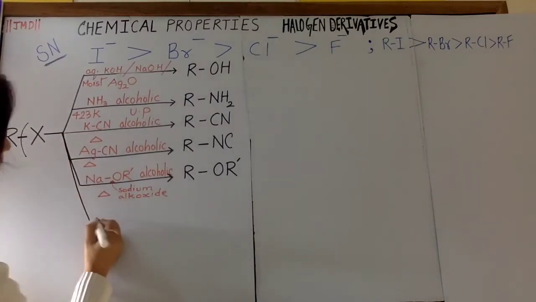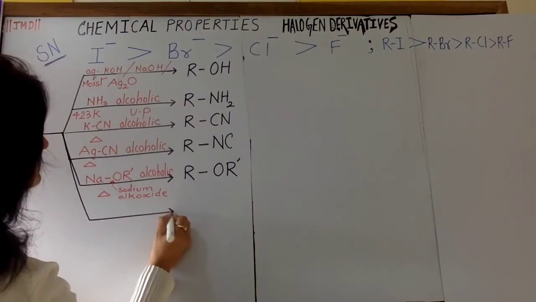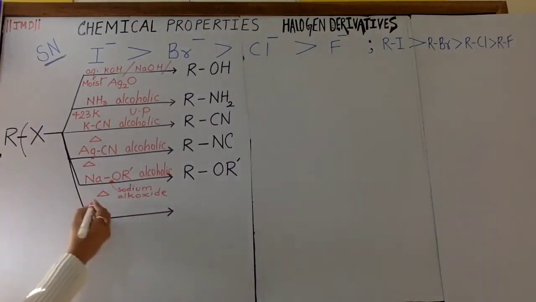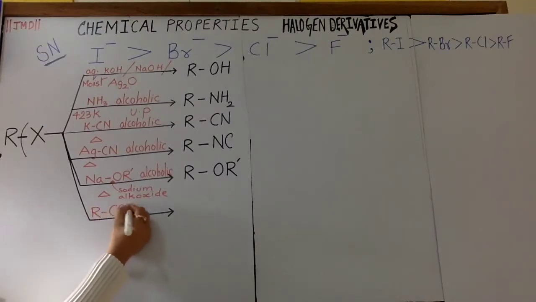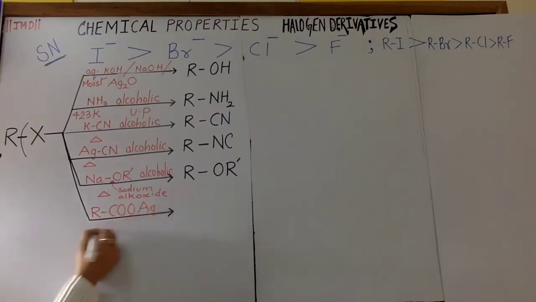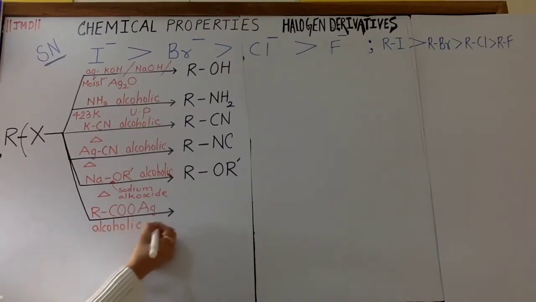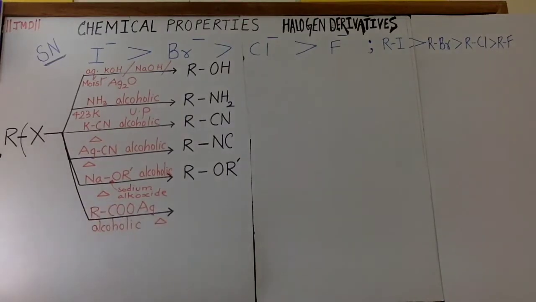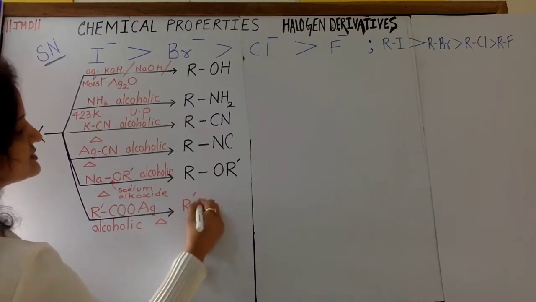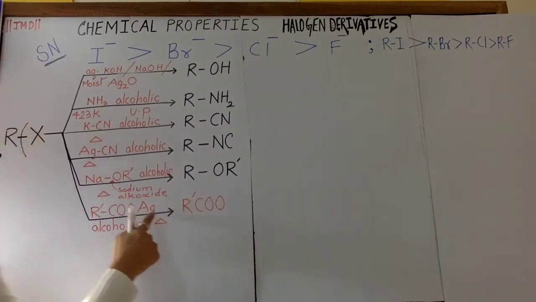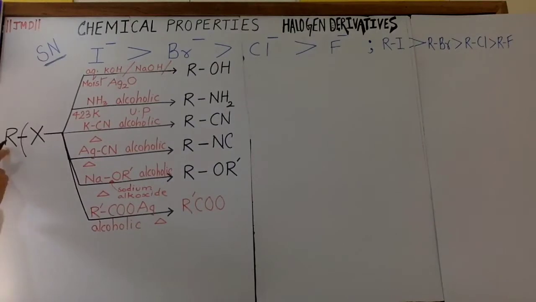We can carry out the reaction with silver carboxylate, RCOOAg. Again alcoholic medium. Heating is required. Say this is R dash. Just to understand, reaction will take place like this. R dash COO, and the place of Ag will be taken by this R.